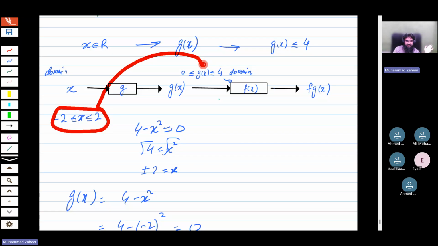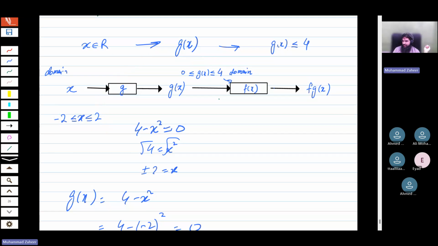Yes, everyone. Any question till here? Yes, anyone? Ahmed, Hamza, Ali Muhammad. No, clear. Yes, clear. Ali Ashraf. Riyad. No. Okay.